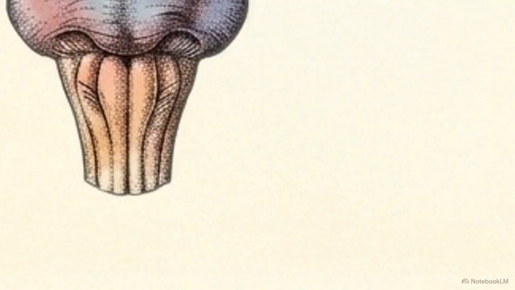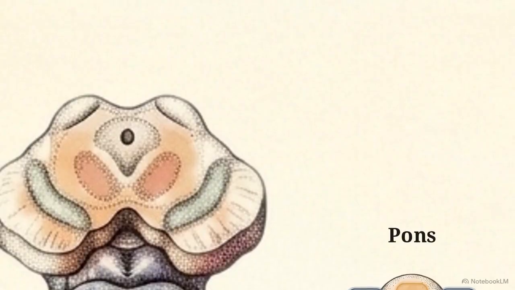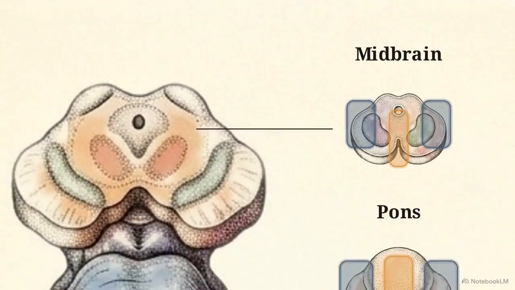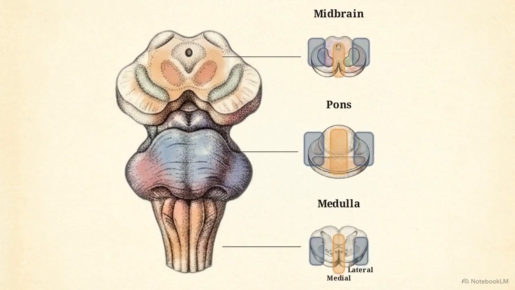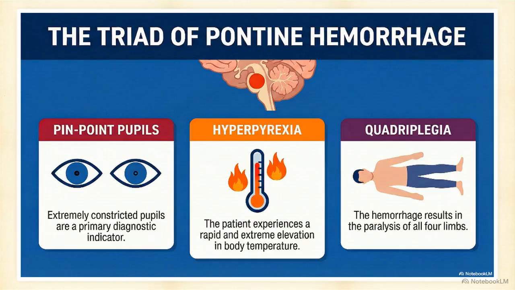As we travel upward into the pons and midbrain, the identical vascular logic applies. It is simply mapped onto different local cranial nerves. This illustration shows the massive basilar artery resting directly atop the pons, where it sends short paramedian perforating branches straight into the midline. This graphic breaks down the catastrophic clinical outcome when a massive pontine hemorrhage destroys those midline structures: pinpoint pupils, extreme hyperpyrexia, and total quadriplegia.